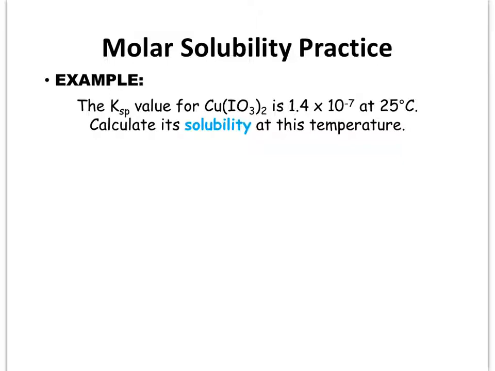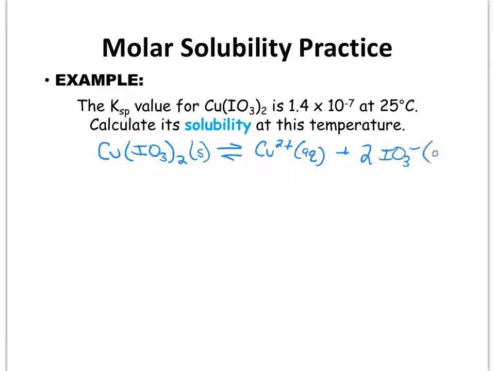So the first thing we have to do is write our equilibrium reaction. The solid compound, Cu(IO3)2, will be in equilibrium with each of its ions. So you have Cu2+, which would be aqueous, and 2 IO3-, which would also be aqueous. That's the reaction we're essentially looking at: the solid compound is dissociating into its ions in water. So we can set up our ICE table for this particular reaction.